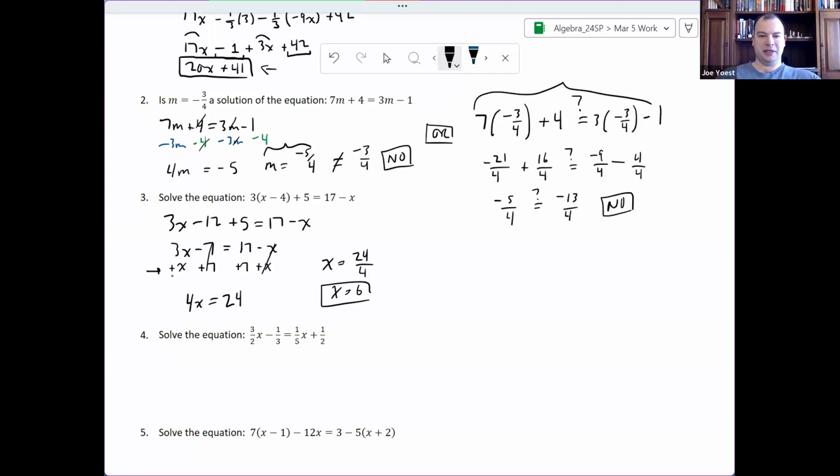I can plug this back in. 6 minus 4 is 2. 2 times 3 is 6, plus 5 is 11. 17 minus 6 is 11. That looks good.